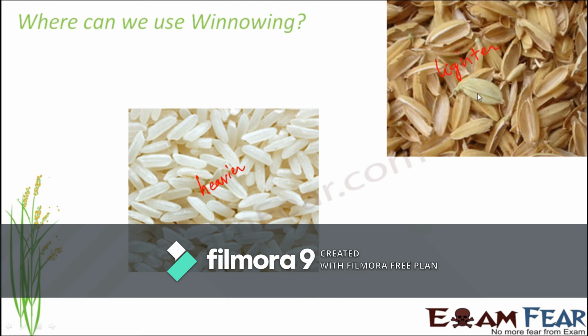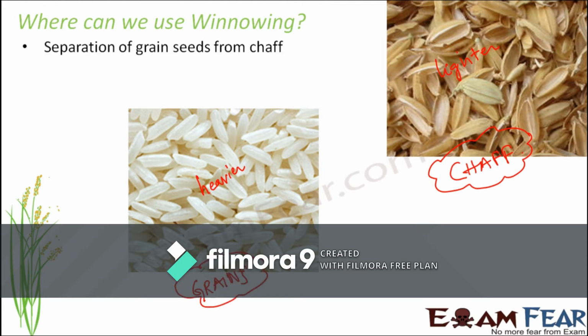These dry coverings of seeds are also known as chaff. So this is called chaff. Winnowing is very commonly used to separate chaff from the grains. These are the grains and we are interested in these grains. For the separation of grain seeds from chaff, we need winnowing, because size wise they are similar, but one is heavier and the other one is lighter.